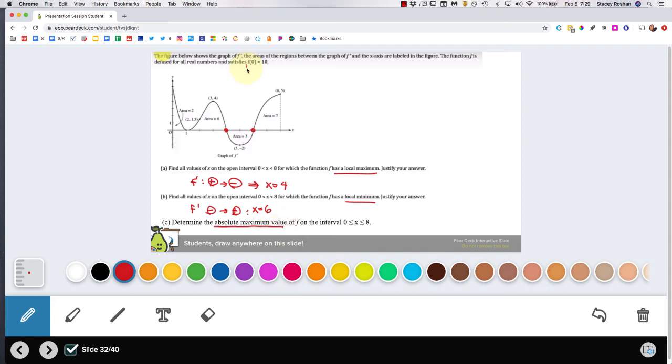They tell us f of 0 is 10. That's where I start. To get f from f prime, I have to take an antiderivative. So first of all, what do you think the absolute maximum value is going to be? Because this is the derivative.